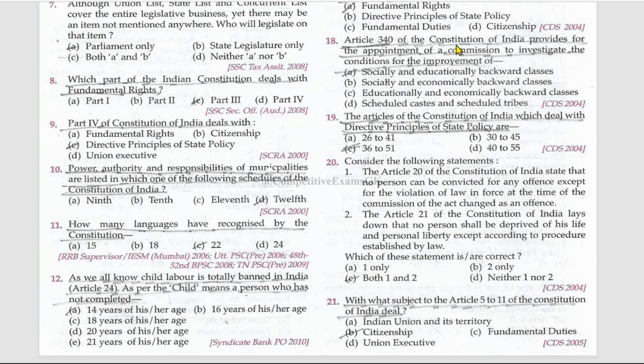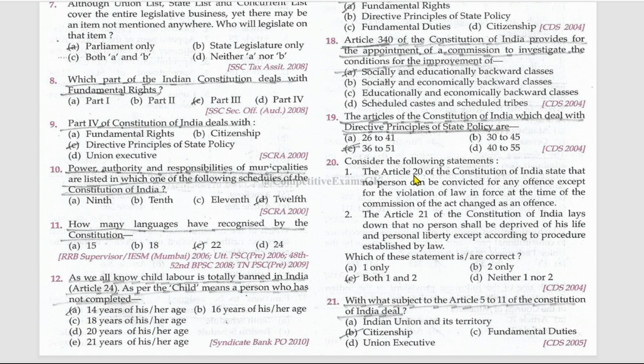Article 340 of the Constitution of India provides for the appointment of a commission to investigate the condition for the improvement of socially and educationally backward classes. The articles of the Constitution of India which deal with the DPSPs are from Article 36 to 51, which are under Part 4.